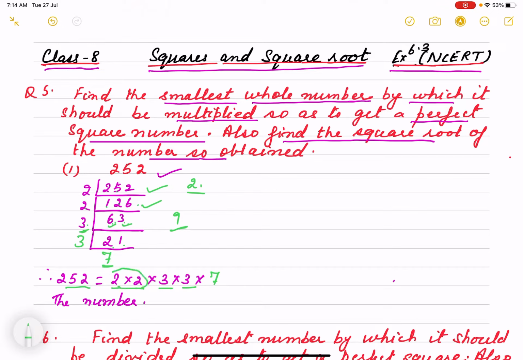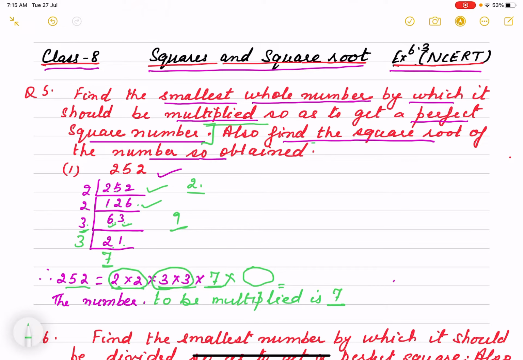When you see, this 2 is in pair, this 3 is also in pair, but this 7 is not in pair. So which number will we multiply? The question is that. If I multiply by 7, then the number is a perfect square. So the number to be multiplied will be 7. This first part we have done.